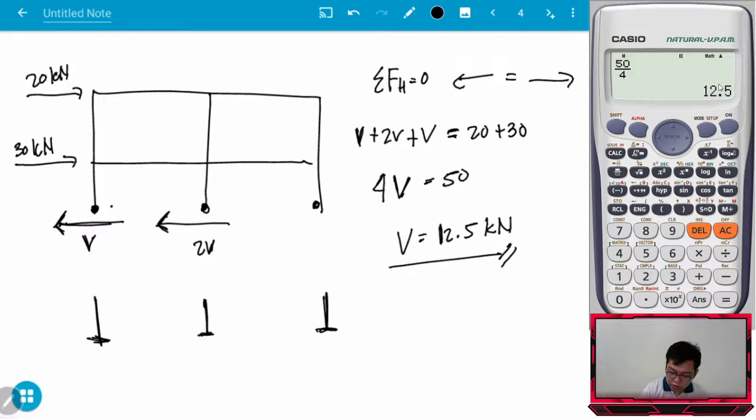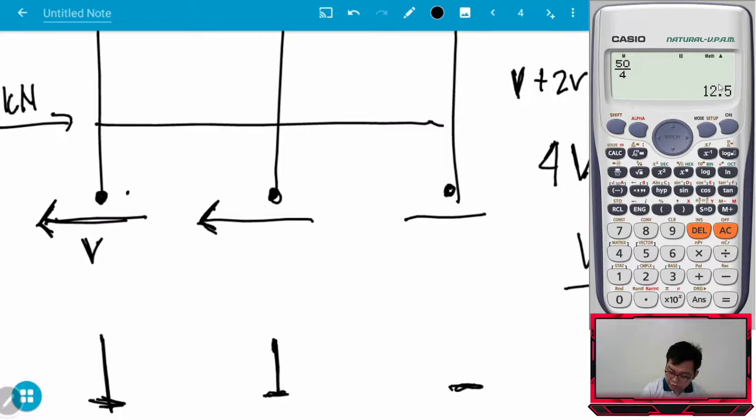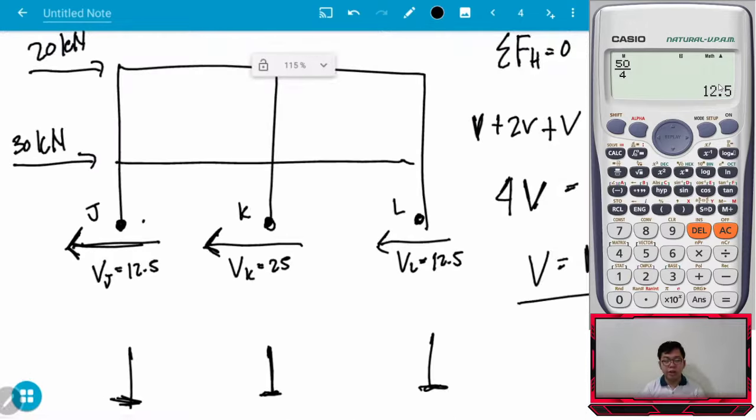Okay? So, therefore, guys, ibig sabihin, yung shear pala dito, paano ba to? Dito na lang, isusulat ko ulit. Uy, sorry. Lakihan natin ulit. Okay, ibig sabihin, guys, yung shear dito is actually, yung VJ is actually 12.5 kilonewton. Dito naman, yung VK, that is actually K, sa gitna. So, this is J, K, at saka L, no? So, yung VK, V sub K is actually 25. Kasi nga, 12.5 times 2, di ba? And then, yung VL is actually 12.5. Okay? So, I hope okay tayo dyan.